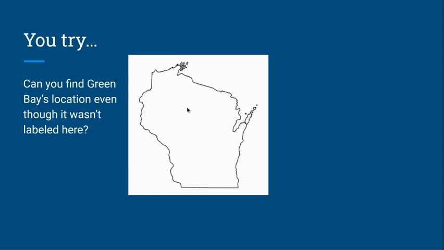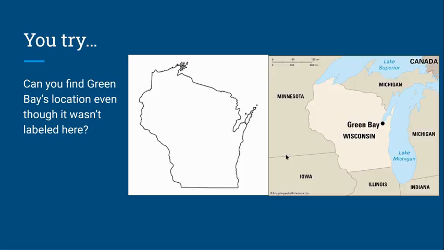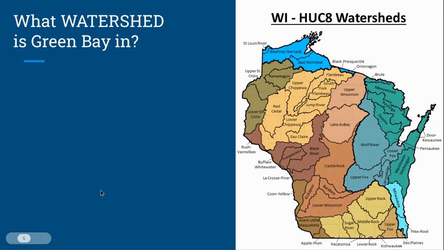So here's a blank map of Wisconsin. You try. Can you find Green Bay even though it wasn't labeled here? This is me letting you look for it on your own. All right, hopefully you found that bay right there, the peninsula wrapping around, and you know that it would be right at this point. When we see them right next to each other, maybe it's a little bit easier to imagine, but that is the spot.